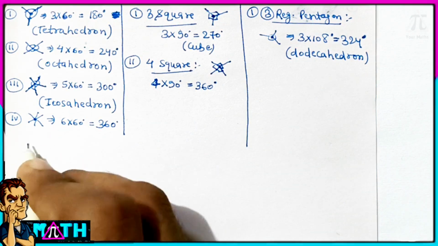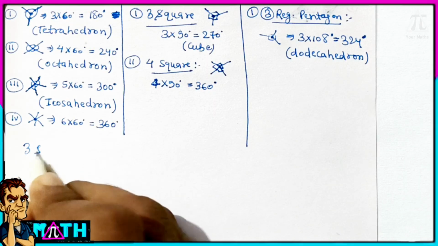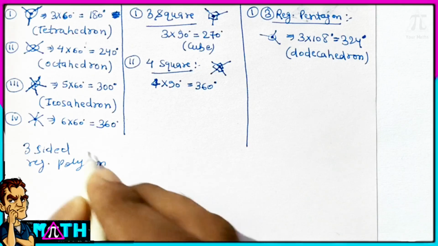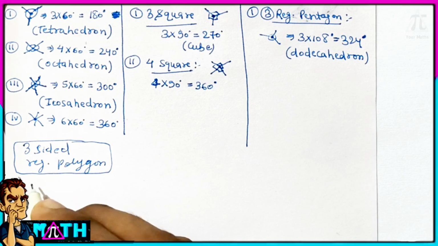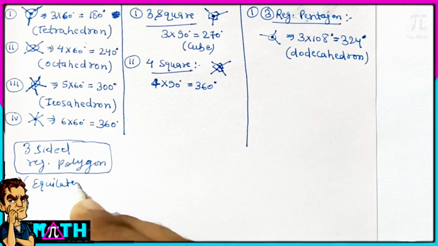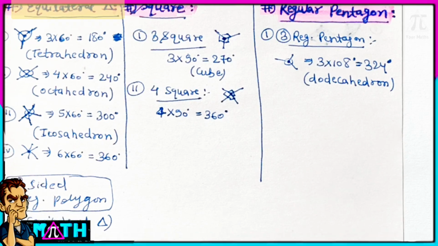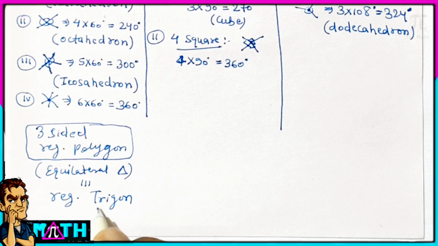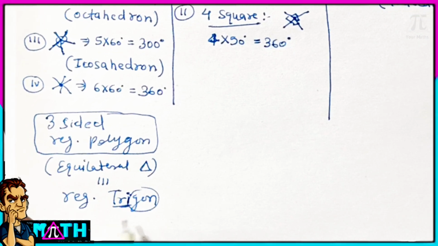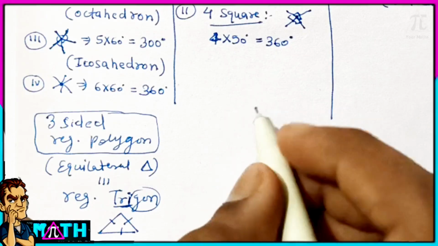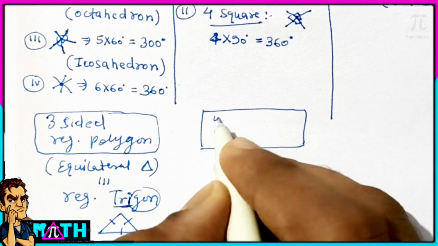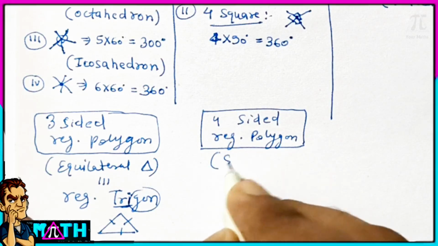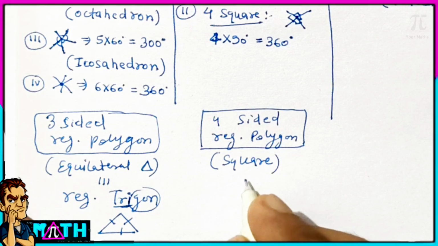The first thing we need to draw a regular polygon is a 3-sided one, because 3 sides are the minimum needed to create a closed figure. So the 3-sided regular polygon is our equilateral triangle, a regular trigon, having 3 sides, a closed figure, and all sides are equal because it is regular. Also all angles are equal. Now the 4-sided regular polygon. The next possibility is the 4-sided regular polygon, which is our square.